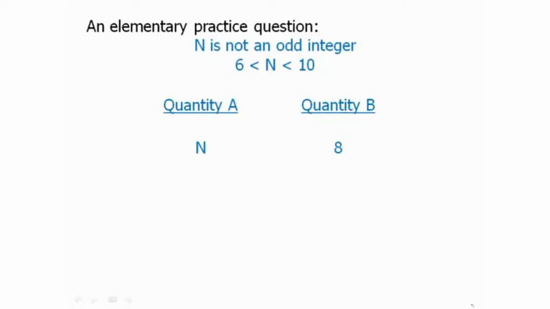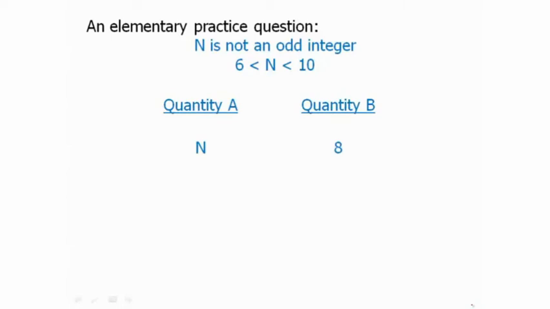So, n is not an odd integer. And we know that n is between 6 and 10. And we want to know, how does n compare to 8? Well, you see, the mistake people make is they think in terms of numbers that they can count on their fingers. They think in terms of integers, 1, 2, 3, 4, 5, 6, 7, 8.